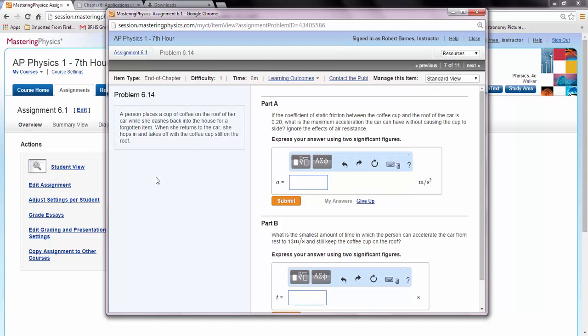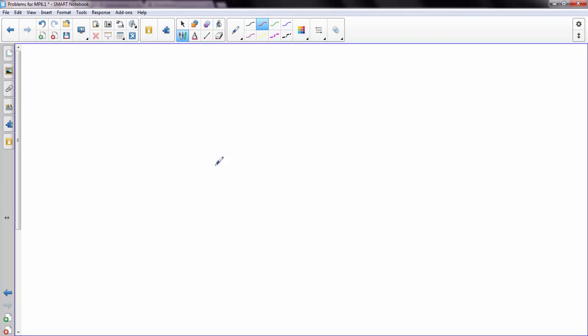These kind of problems are interesting because the person puts a cup of coffee on the roof of the car while she pulls away. So in this case, you've actually got a situation where friction is the cause of something moving. If this is the roof of the car, and this is the cup of coffee, let's say the car is accelerating in this direction. The thing that keeps the coffee moving in that direction is the fact that there's friction between the roof of the car and the coffee.